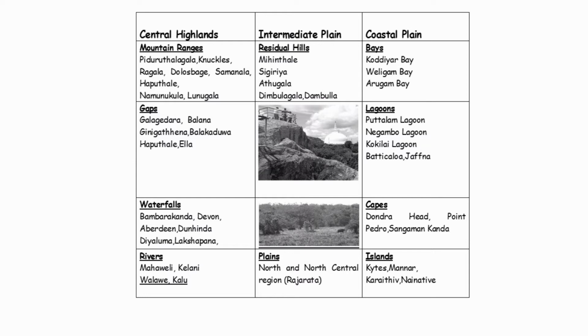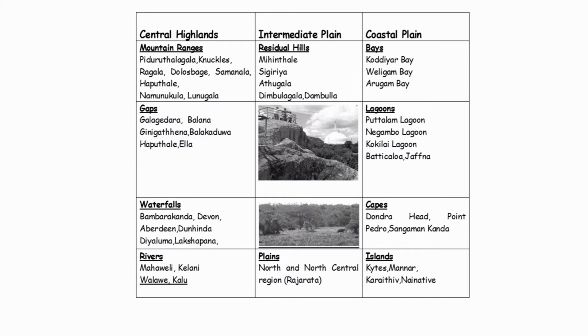Mountain ranges in Central Highlands: Piduruthalagala, Knuckles, Ragala, Dolosbage, Samanala, Haputale. These are some of the mountain ranges in the Central Highlands. If you want more details about mountain ranges in the Central Highlands, watch the Mountains video on the Geography Teacher YouTube channel.